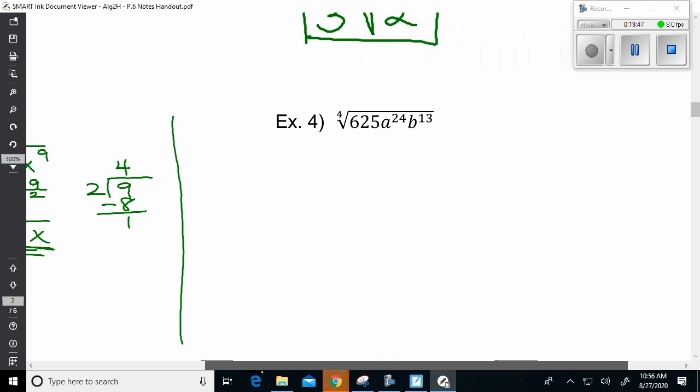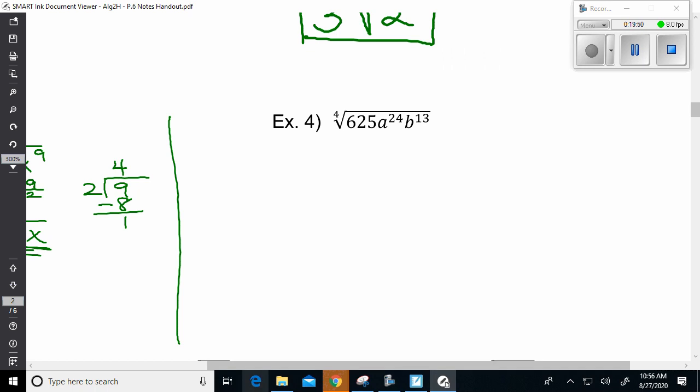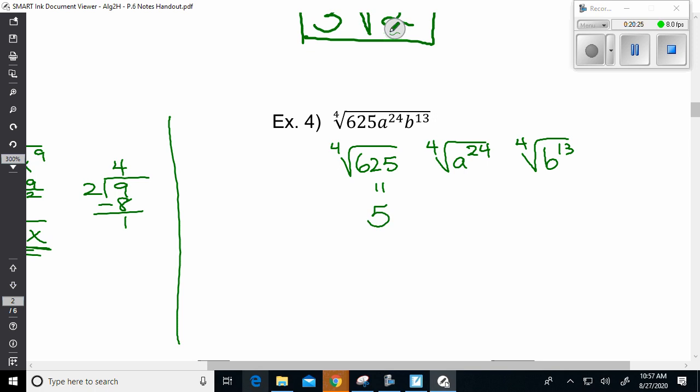All right, example 4. So example 4, we have the 4th root of 625 a to the 24th b to the 13th. So we have 3 separate parts. So, the fourth root of 625, luckily for us, that's a perfect fourth root. That's 5. So that number's perfect.